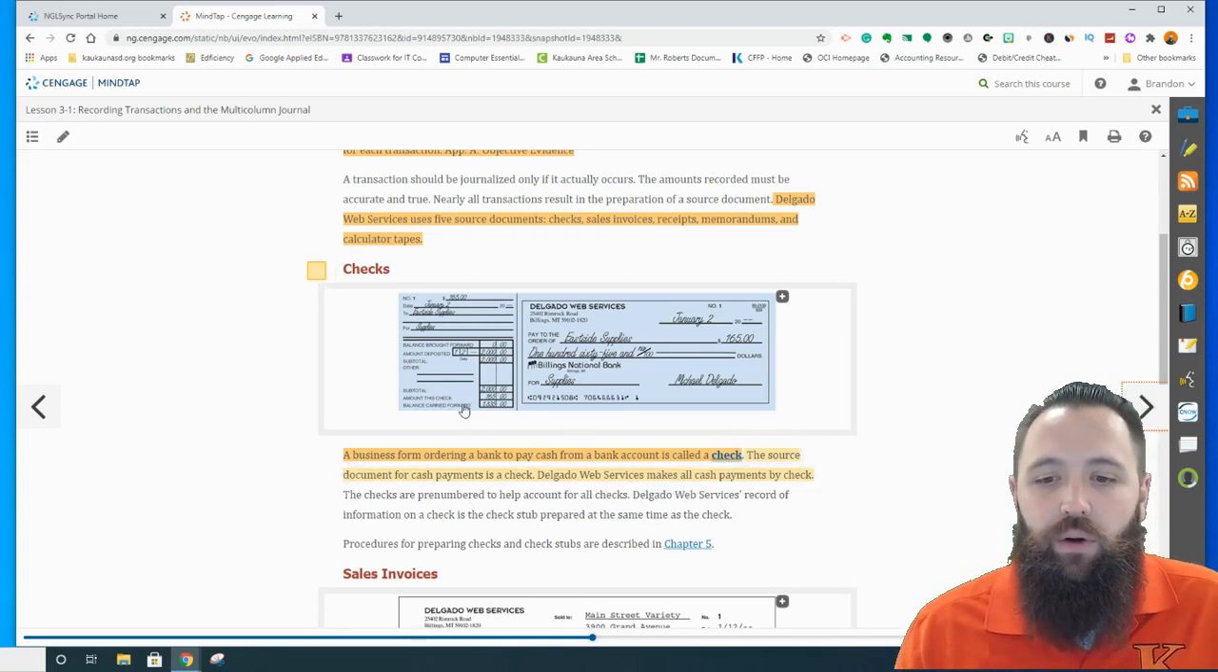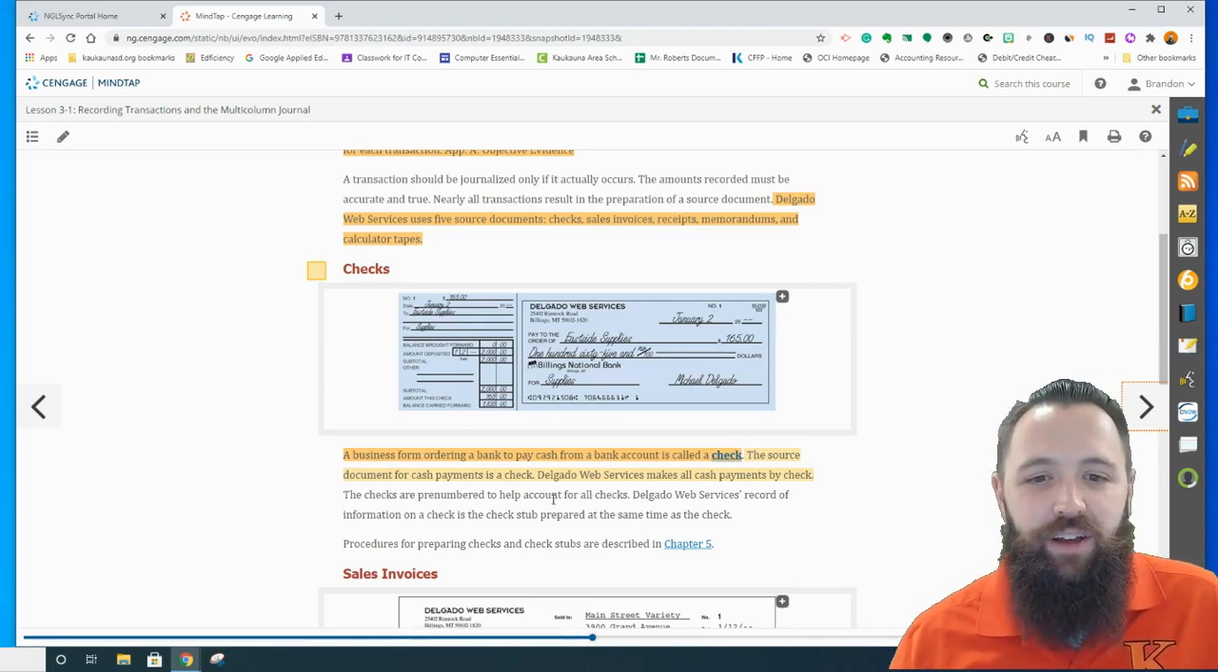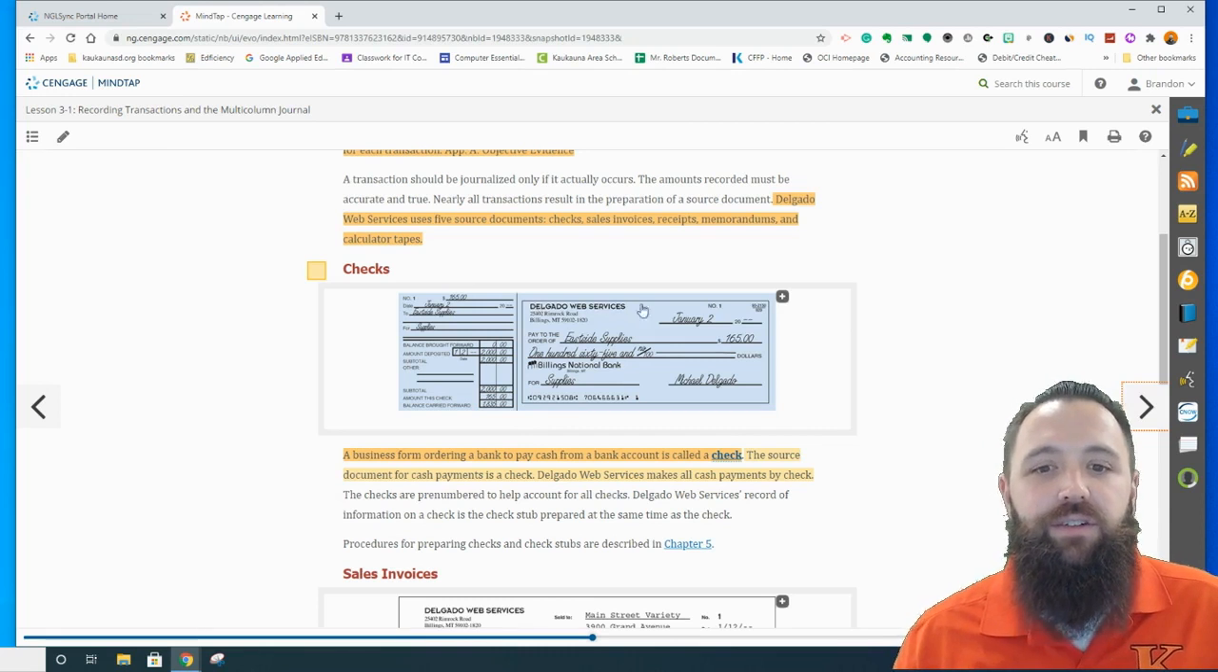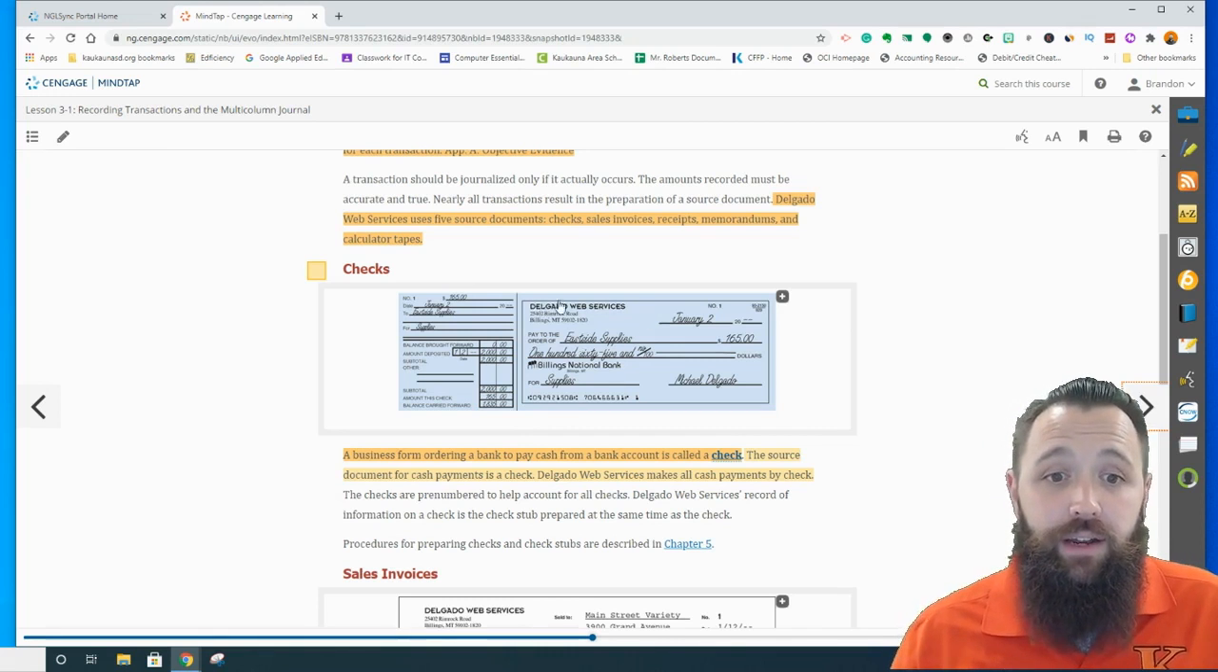And it says here, Delgado Web Services makes all those cash payments by check. We go over this a little bit more in Chapter 5, but you can see we have our check. This is going to be a document that we give to that individual. But then on the left-hand side, this is for our notes.